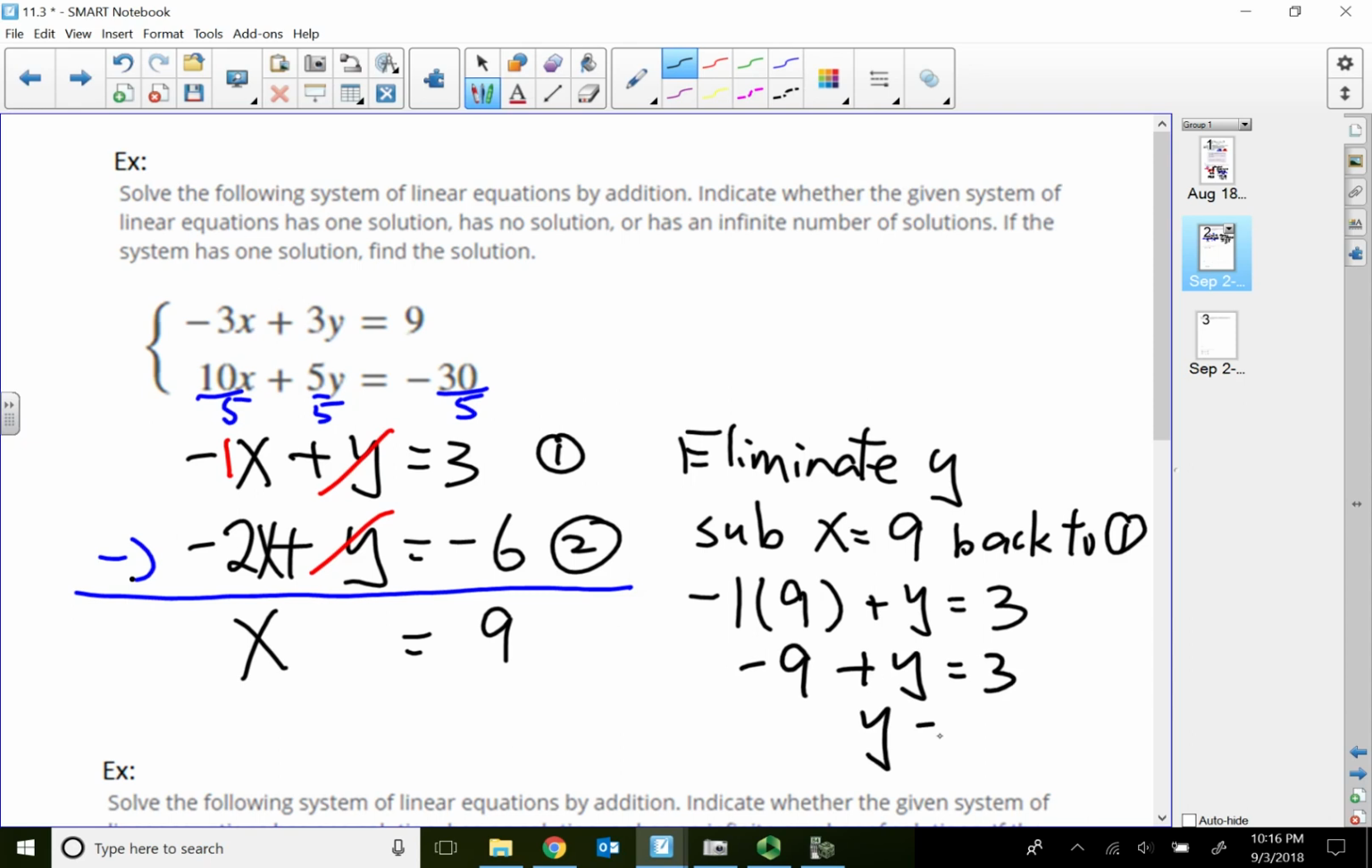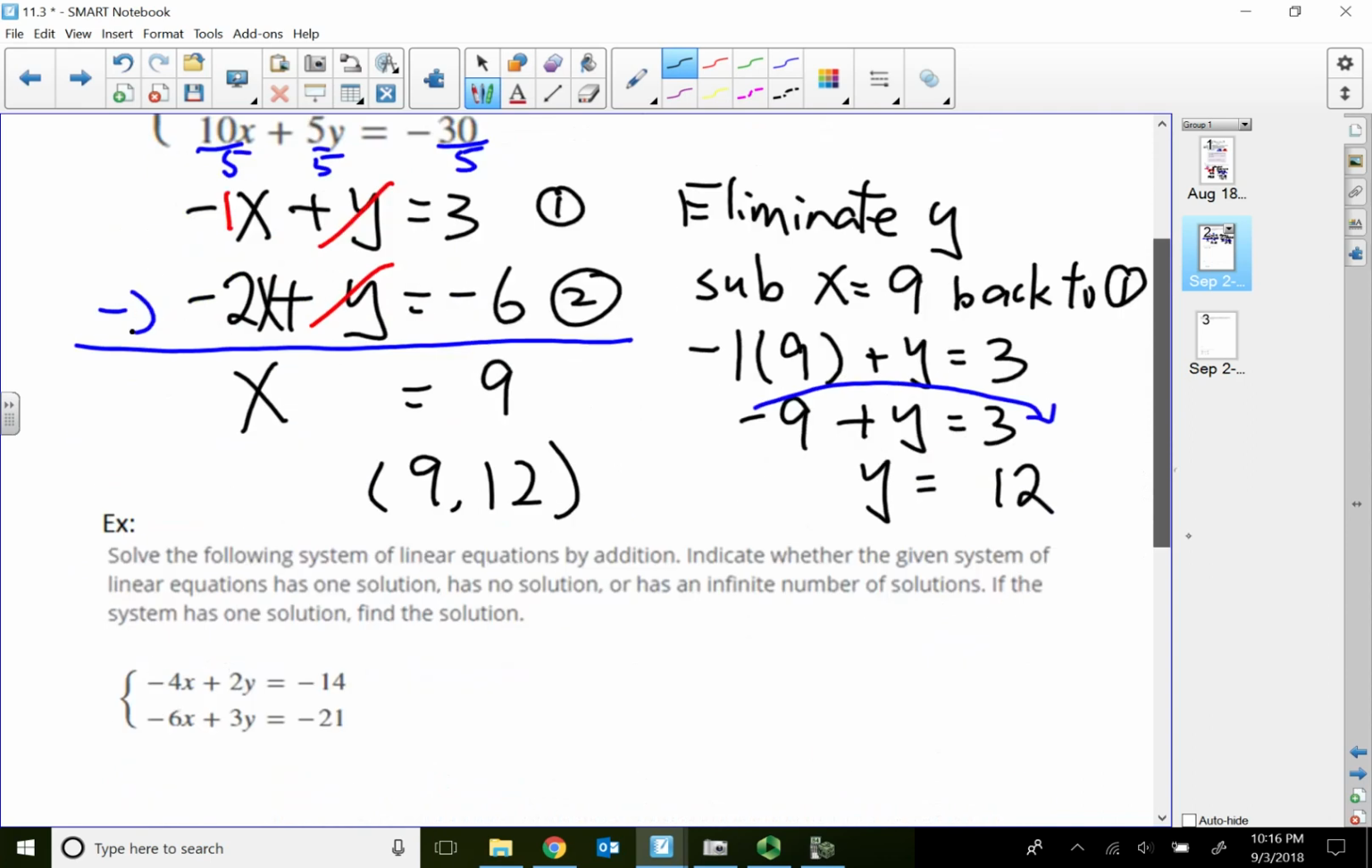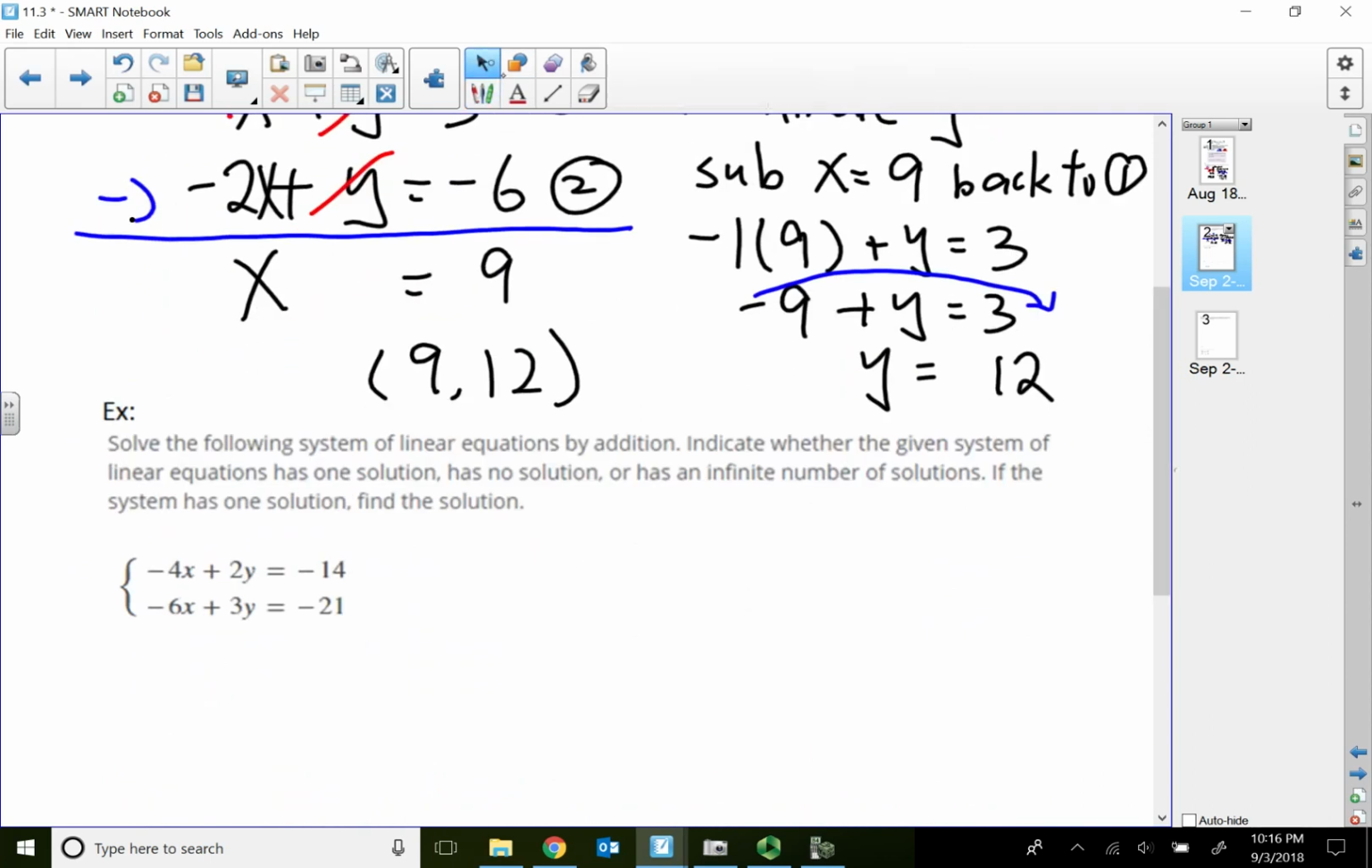So y must equal negative 12 because, not negative 12, positive 12. Because my y is positive already, I'm going to move my negative 9 over, become positive 9. So 3 plus 9 gives me 12. So I get one solution where the point of intersection is 9, 12. All right. Let's try another one. Let's see.